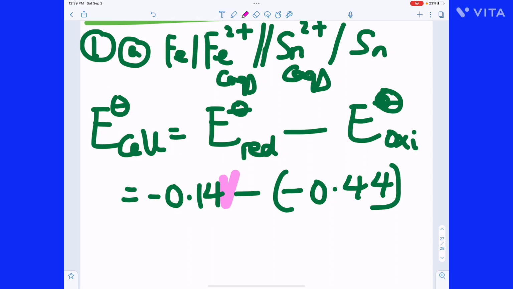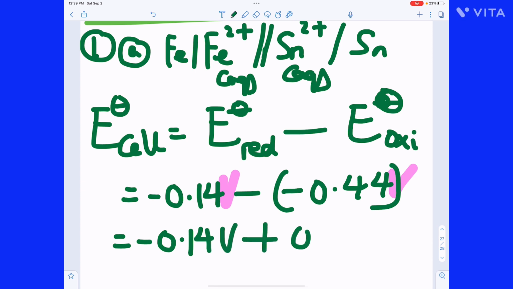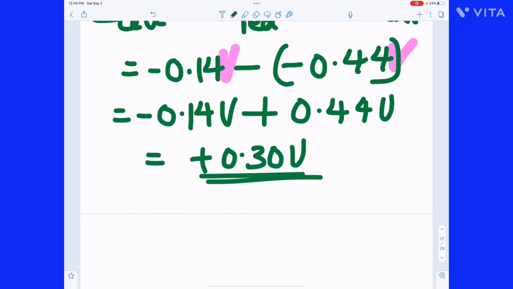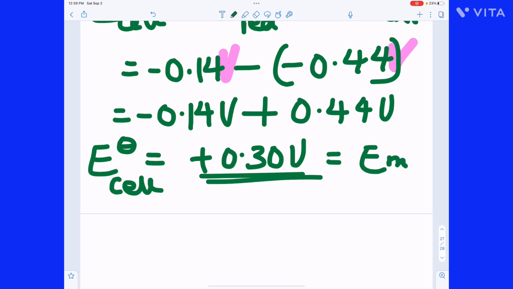Both are in volts. Sorry, I missed that. I don't want to clean because of time. So this will give me minus 0.14 volts plus 0.44 volts. And what does that give you? That's plus 0.30 volts. So this is the standard electrode potential of the cell, or we can call it the EMF of the cell.